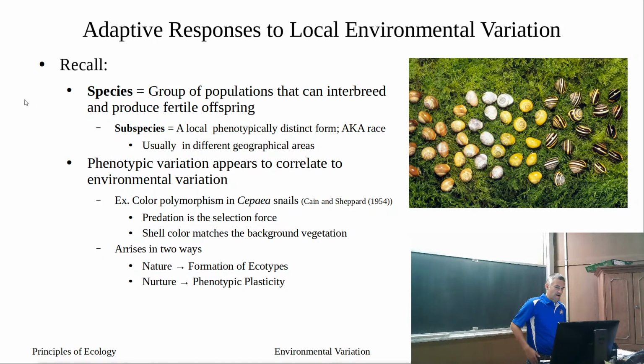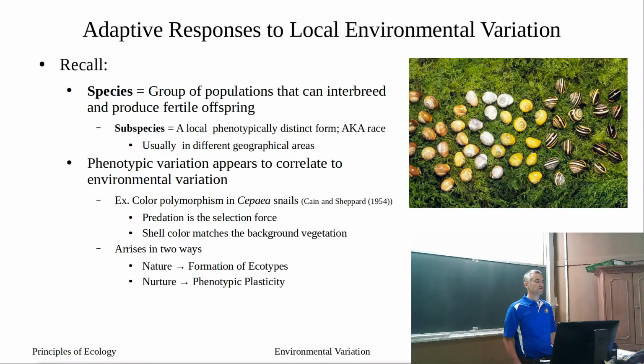So now let's talk about the pattern of variation. Let's talk about our individual responses. So recall species. That's a group of populations that can interbreed and produce fertile offspring. I think we may have said that. Now we have a formal definition. Definition is now fair game for our exams. Subspecies is a local phenotypically distinct form. Some people have called it a race.